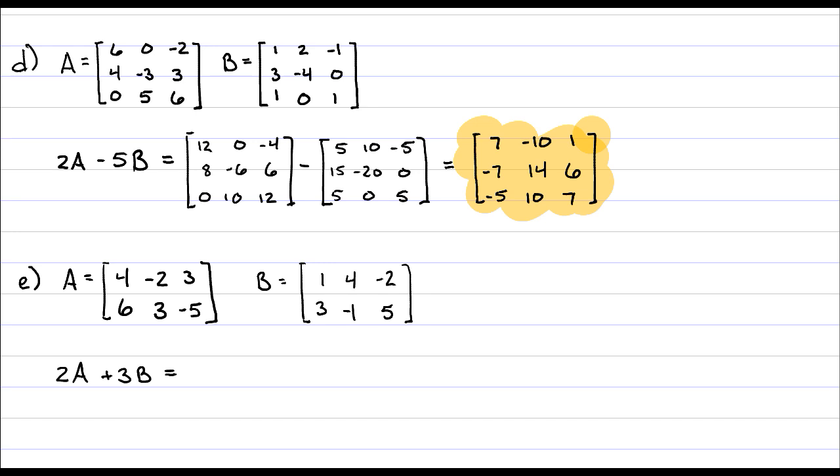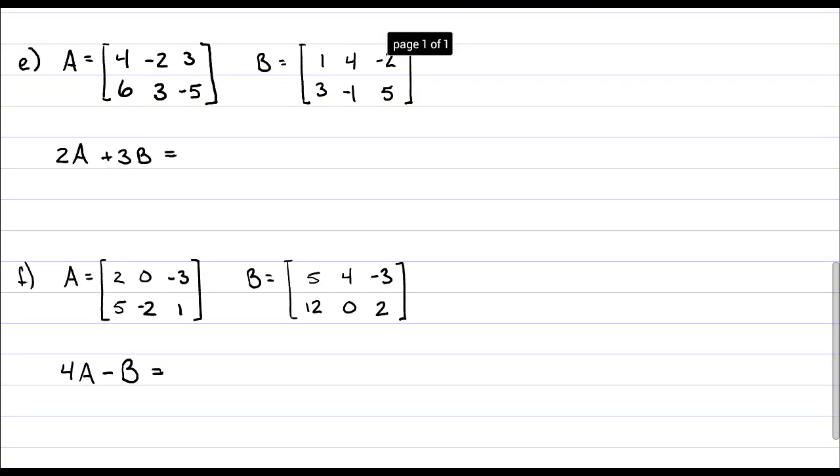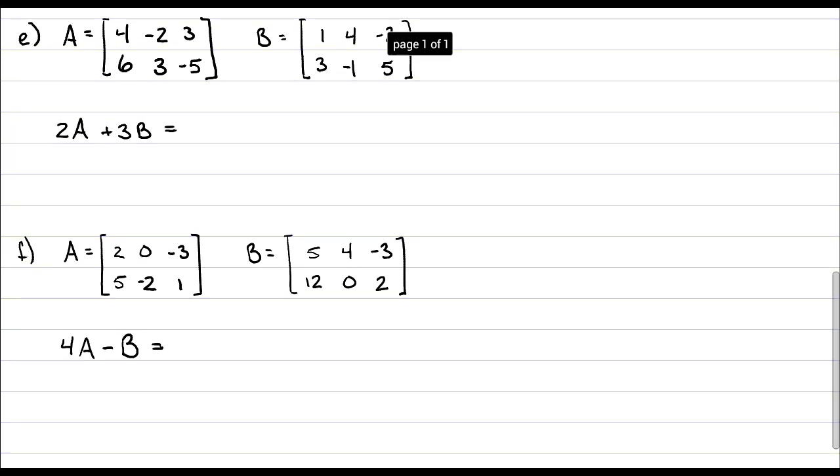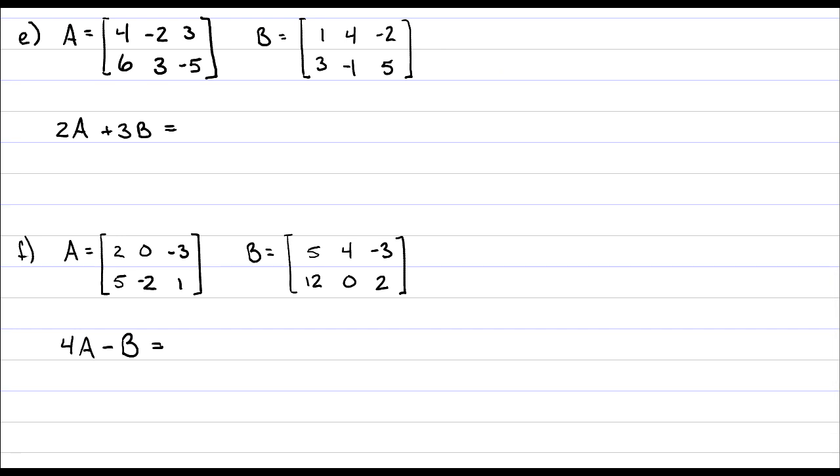Okay. So now I have two more examples. There's nothing incredibly new here. If you've understood the examples up to this point, these last two examples won't include anything surprising. I want to calculate 2A plus 3B. So 2 times A is 8, minus 4, 6, 12, 6, minus 10. And I want to add to that 3 times B. So I get 3, 12, minus 6, 9, minus 3, and 15.